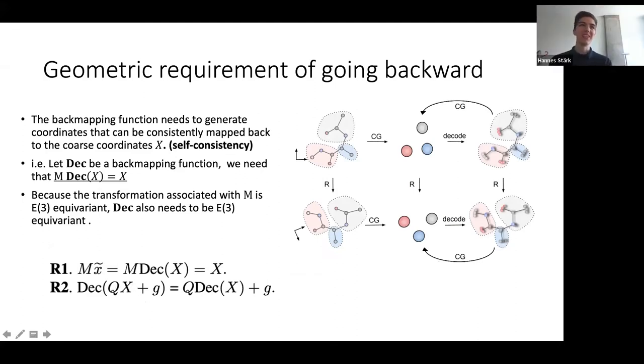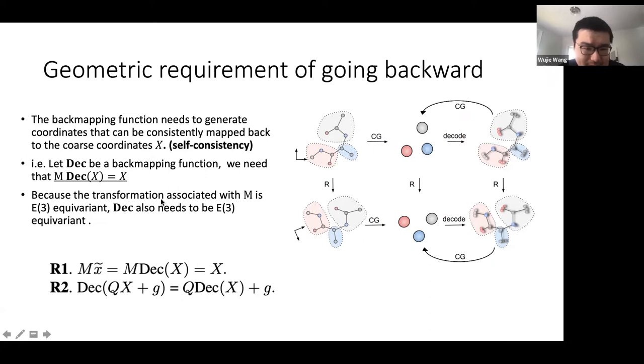So now we also say that the decoder should be equivariant. If we rotate our input, then our output should also be rotated. Exactly, very nice catch. To restate what you said, because we know that M is E3 equivariant, and you also need to satisfy the self-consistency conditions, it's naturally required that your decoder also be E3 equivariant. Otherwise, you'll reach a contradiction.